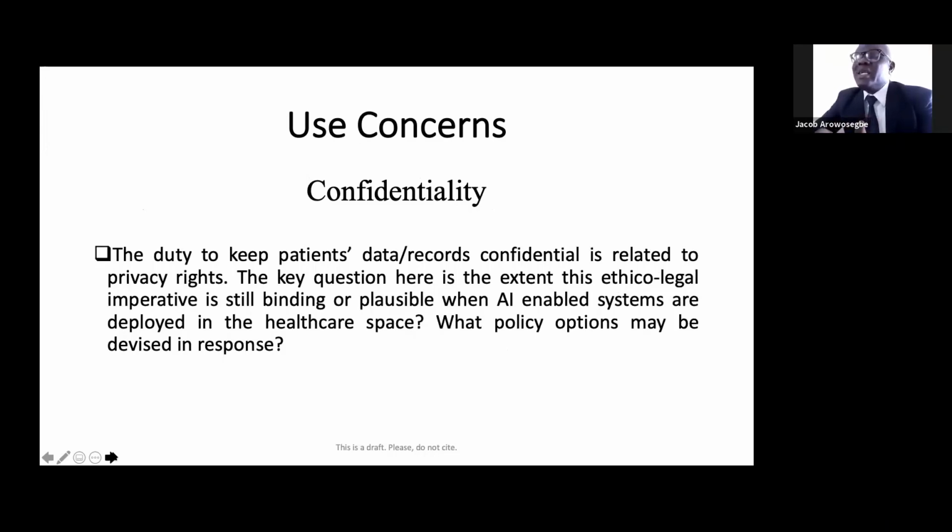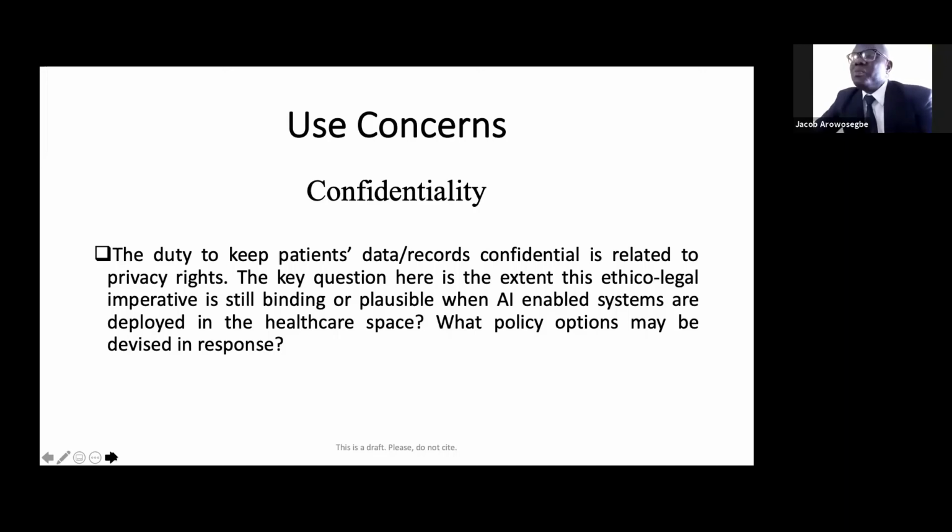But the problem with AI now is that when AI is used to process patients' data and records, can those data still be confidential? Can privacy rights still be respected? So that also must be looked into when employing AI-enabled systems.